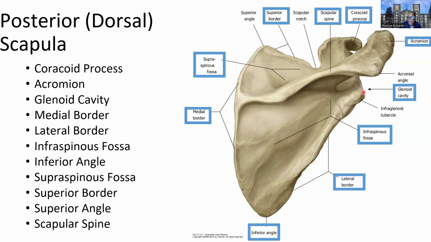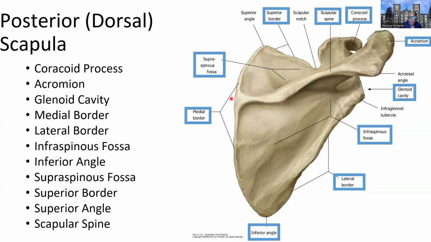Once again, we've got the glenoid cavity at the lateral edge, the lateral border, the medial border, the superior border, and then the inferior angle. And then on the posterior surface of the scapula, we actually have two other fossae or two other spaces, the supraspinous fossa, which is above the spine of the scapula.